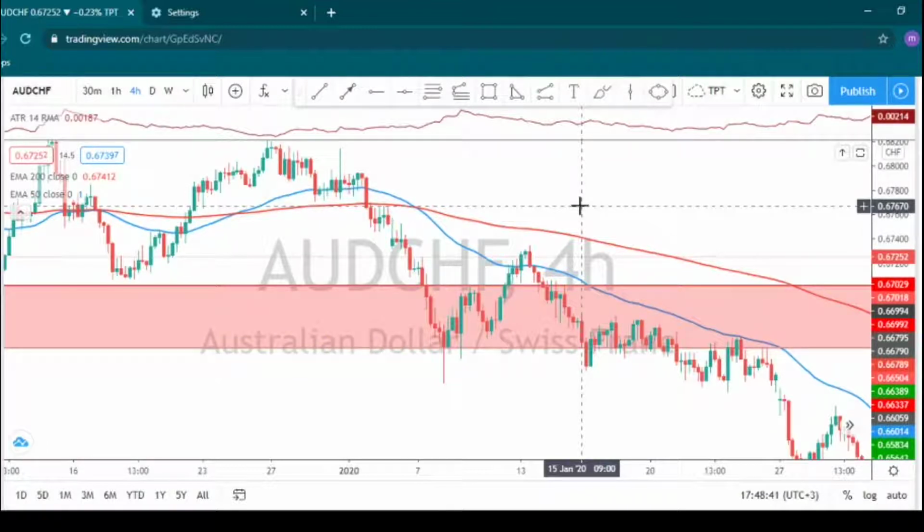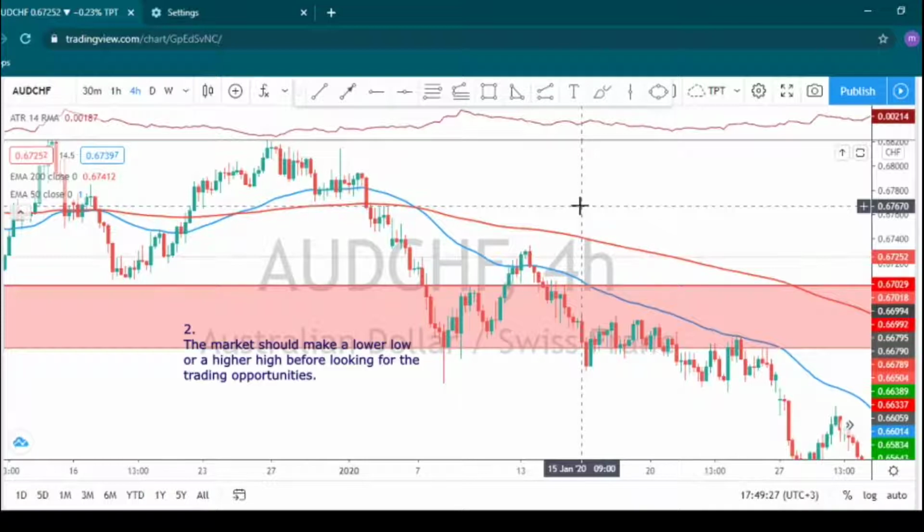And the rules for this strategy: rule number one, when a fast moving average, in this case the 50 moving average, is above 200 EMA, which is the slow moving average, you look for buying opportunities, and vice versa. When the 50 EMA, which is a fast moving average, is below 200 EMA, then you look for the selling opportunities. That's your rule number one.